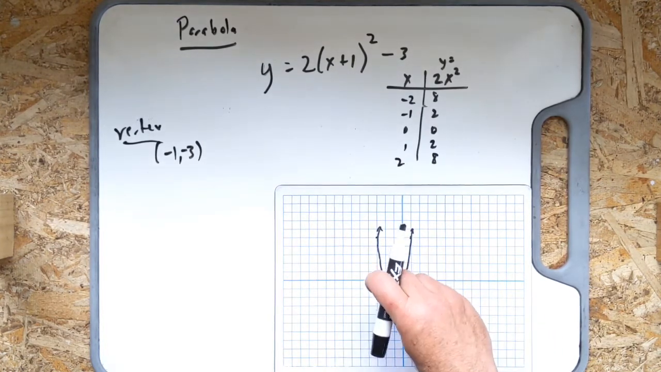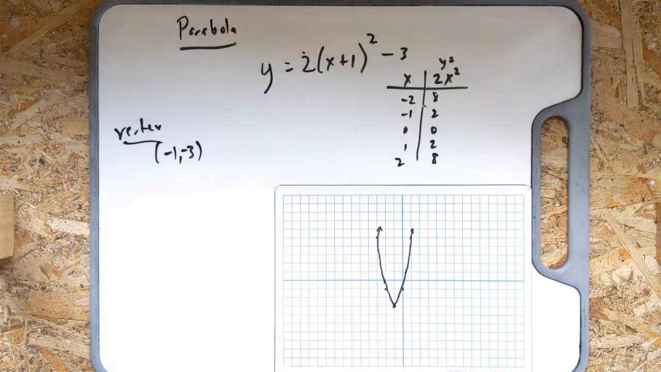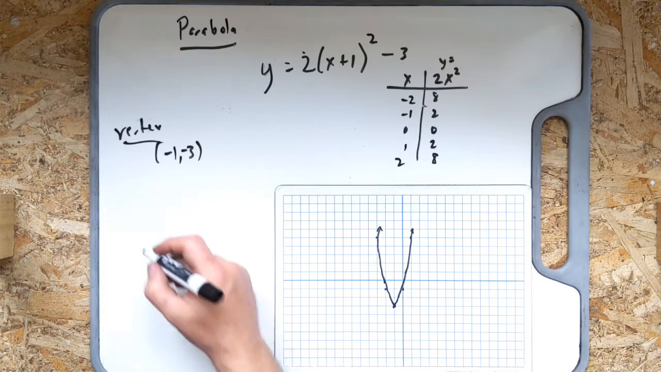If you want something to be flatter, you actually have to have a fractional number in front, like a half or a quarter. And that's actually what most real parabolas, like satellite dishes, look like. They'll have like an eighth in the front. Okay, so anyway, there's the vertex. I plotted that. Now I'm going to find the focal length.